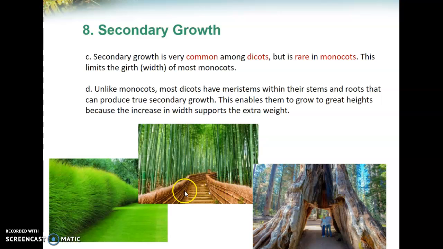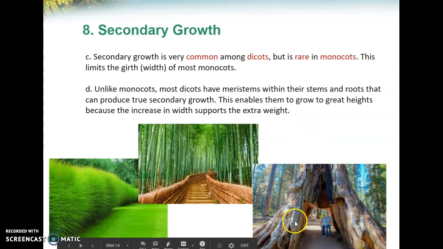So let's take a look at some differences, because secondary growth and primary growth are different. Primary growth happens in a group of plants called dicots and a group of plants called the monocots. But secondary growth is almost always limited to the dicots.